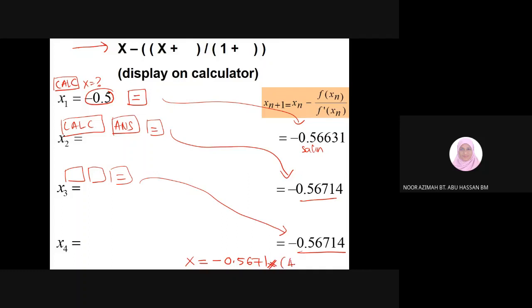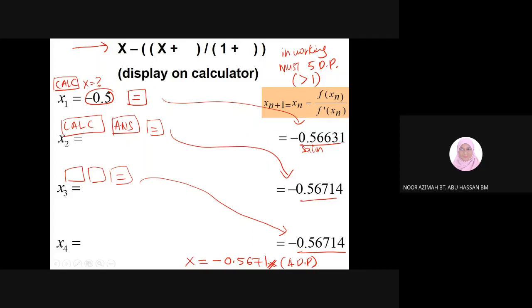So sin is 4 decimal places. In working, in working must be 5 decimal places, more 1. Wajib. Okay. So lepas tu barulah awak penuhkan balik yang kat tengah-tengah ni.